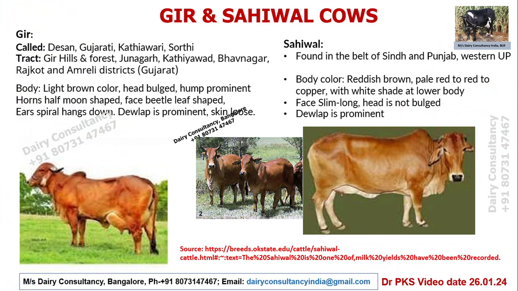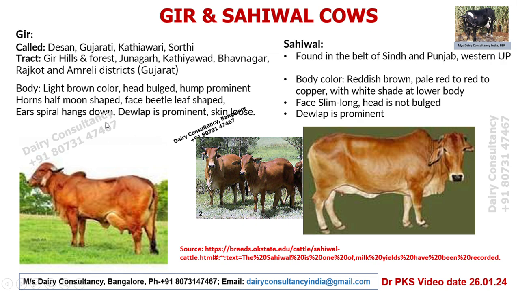More important is the indigenous breed identification. So come to the Gir. For Gir we have given very fantastic breed characters. It's a light brown color. The head is bulged. Look at the Gir head, it is bulged and round at the front, right? And the hump is very prominent. In Gir, the hump is very prominent, and the horns are moon shaped. See the moon shaped horn, it goes like this, like this, a half moon shape.